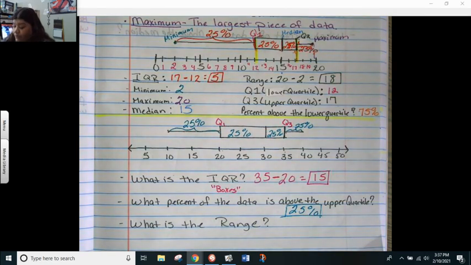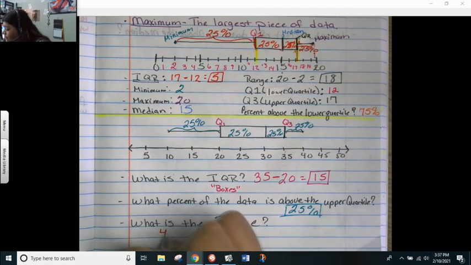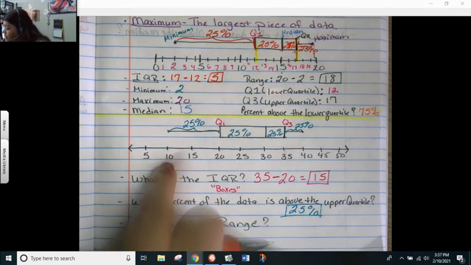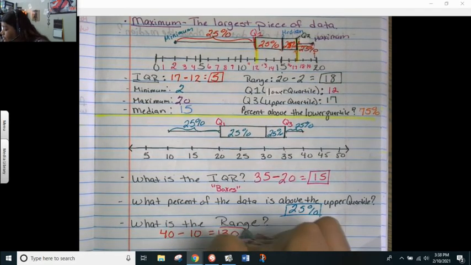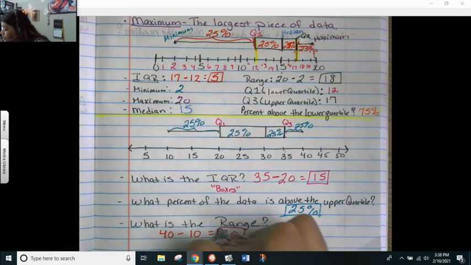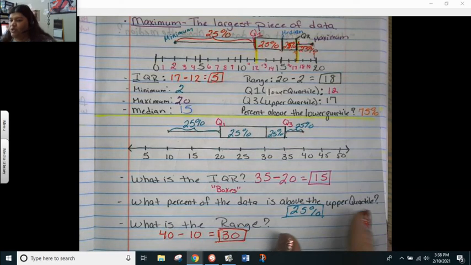And then the range. Okay, this one they're just asking for the overall range. That means what is your maximum is 40 and your minimum is 10, which gives you 30. The range is 30. Okay. So this one is a lot of vocabulary. You just have to know and identify the correct ones, okay? But the percentages are a lot easier. Everything is 25%, so it should be easy.